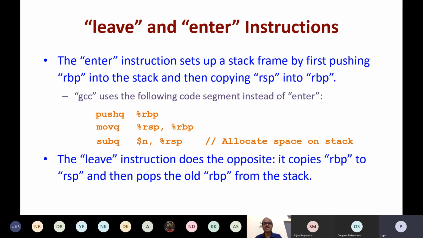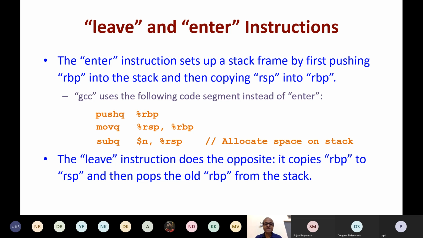Now the enter instruction basically sets up a stack frame of the required size. Depending on the number of parameters and the number of local variables, the size of the stack frame can be adjusted. Now, because the size of the stack frame is not fixed, usually GCC, instead of using the enter instruction, uses 3 explicit assembly language instructions like this. So here I'm using the 64-bit version: pushq, movq, subq.